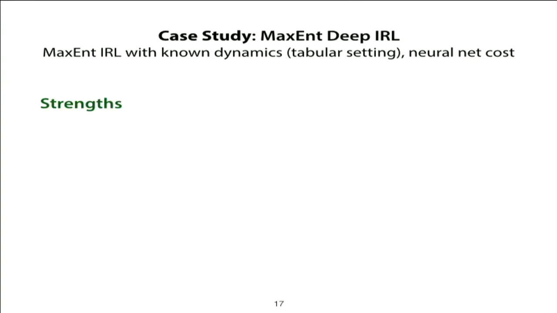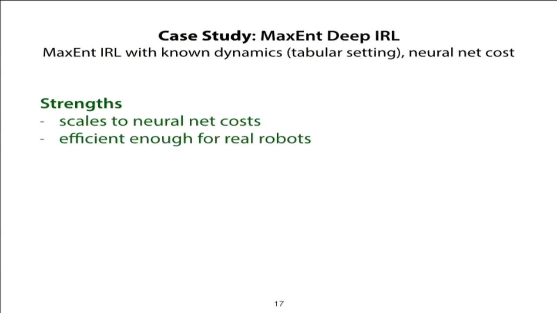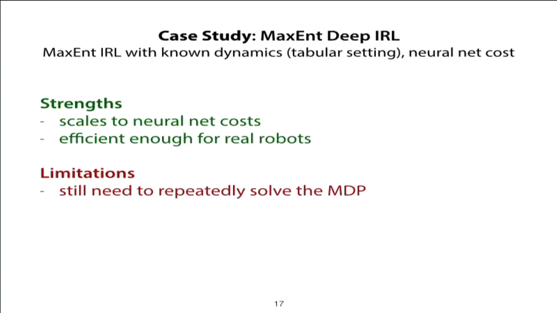Okay, so the strengths and weaknesses of this method. First, it's able to scale to neural network cost functions, and it's efficient enough to work with a real robotic system. Some of the limitations is that you still need to repeatedly solve the MDP within the loop of this inverse RL algorithm, and you assume known dynamics. Assuming known dynamics actually isn't very limiting for these navigation tasks, where if I command my robot to move to a different position in the world, you know that it's probably going to get to that position. In navigation settings and settings where you're using position control, known dynamics is a fairly reasonable assumption.